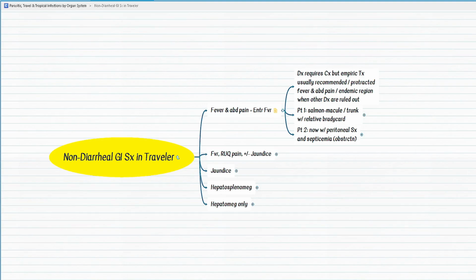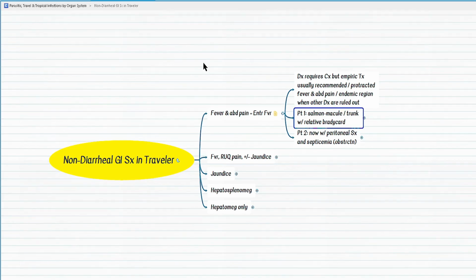So the first case is a patient with fever, abdominal pain, and a salmon-colored macule on the trunk. What striking sign can you expect in this patient? The relative bradycardia for the fever. This is a characteristic finding in Salmonella typhi and paratyphi causing enteric fever.